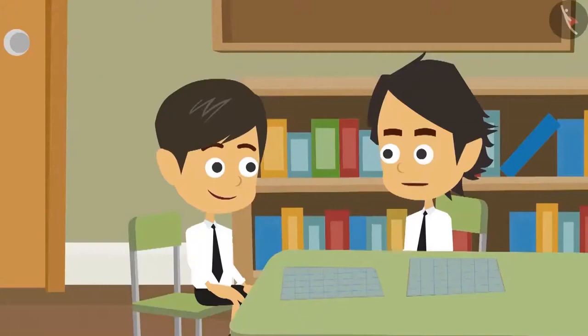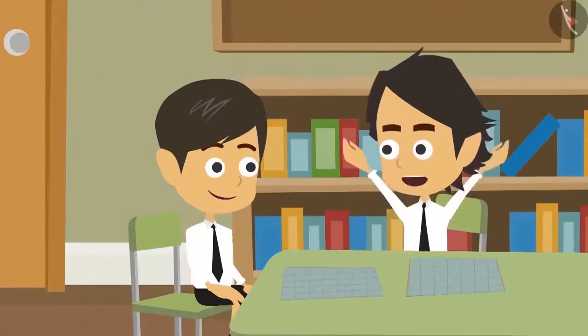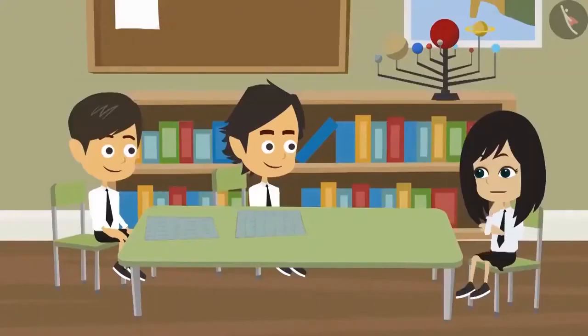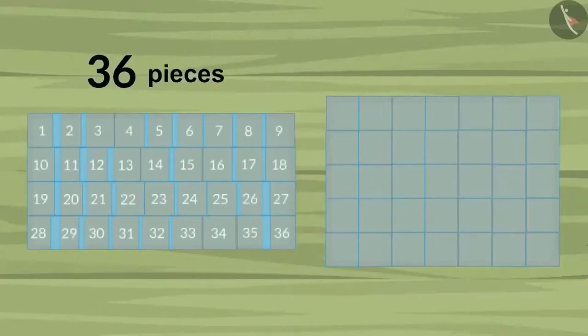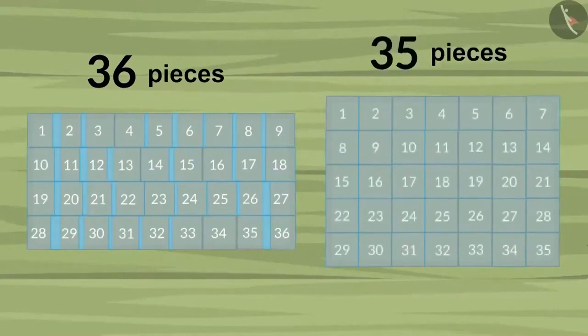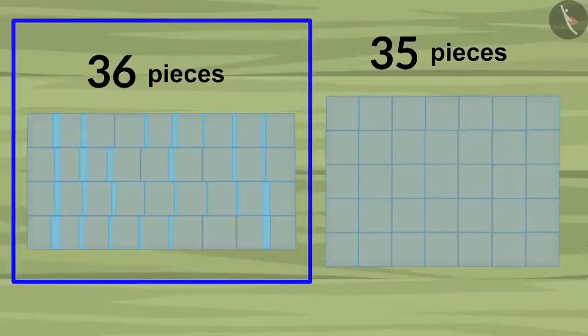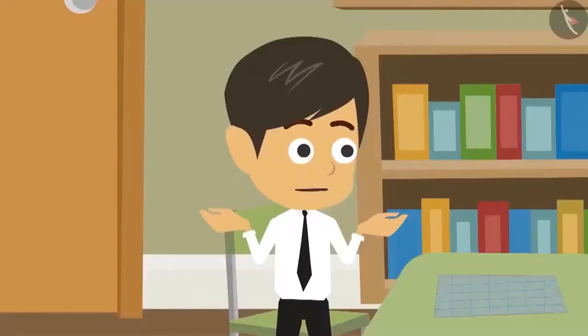No, Rayansh. How many times should I tell you that your method of measuring the cardboard is wrong? Show me. How have you both measured? Look, Neha. 36 pieces were required to cover my cardboard, whereas 35 pieces were required to cover Ayushman's cardboard. This means that my piece of cardboard is bigger. Hey, Rayansh. Ayushman is right. You have incorrectly measured the cardboard. Why? What's wrong with it?